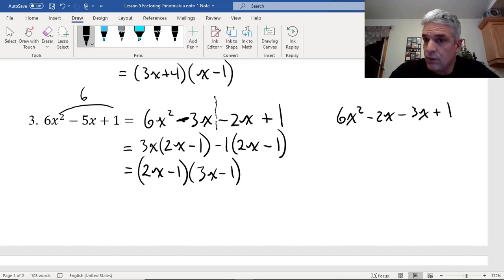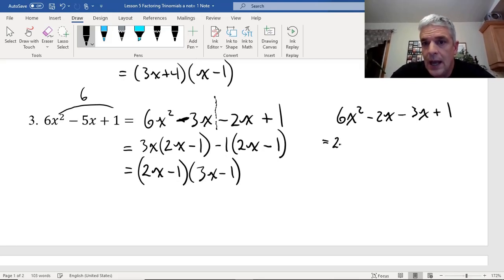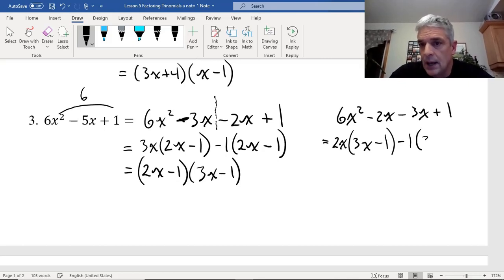Now I'll do it again over on this side, and you can just see here it works out to the exact same answer. In this case, if I did it the other way here, I can only factor out a 2 and an x. So I get 2x, which leaves me with 3x minus 1, okay? And then on this side, I'm going to factor out a -1, which is going to give me -1 times 3x minus 1.